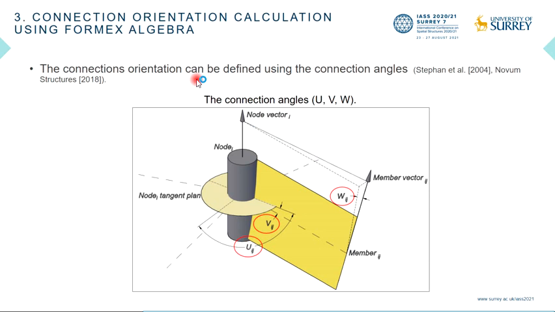The connection orientation can be defined using connection angles. The angles U and V are the horizontal and vertical connecting angles. The angle W is the rotational or twist angle of the members that defines the orientation of the cross section at the connections.